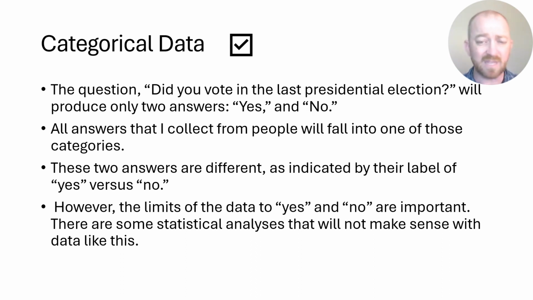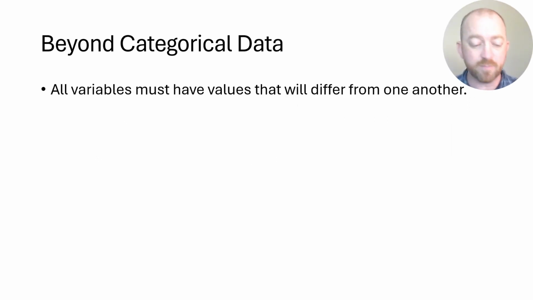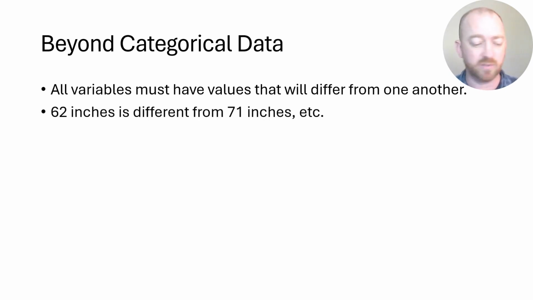But this is inherently why this is important, because there are limitations to what we can and can't do with different kinds of data. All right, it's important to note here, of course, that all data must be able to distinguish among the values that it can take on. So therefore, all data do have at least categorical properties, but as we'll get to, some data have more.